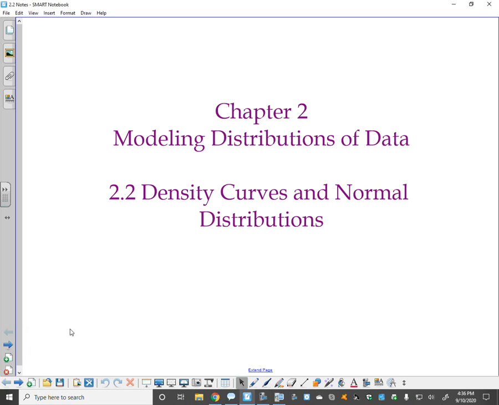Okay, so we're going to talk about a density curve, and in particular, we're going to talk about a normal distribution. So we've talked about z-scores and how the z-score finds how many standard deviations above or below the mean something is. And we talked about how z-scores don't have any units of measurement. So now we're going to talk about a bigger picture, which is the normal distribution.